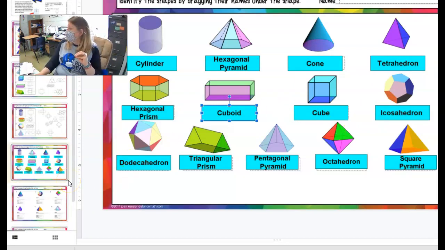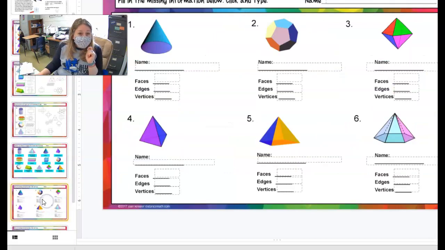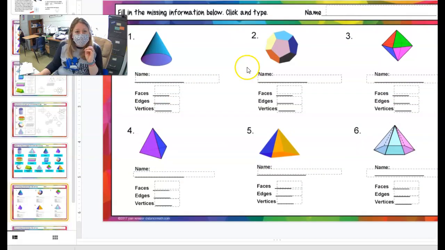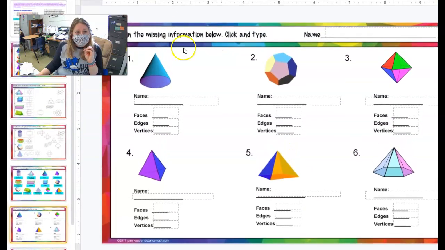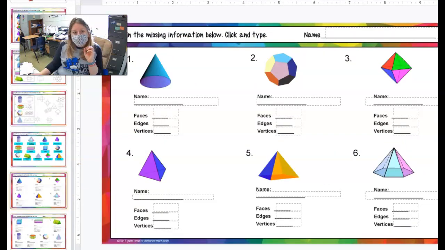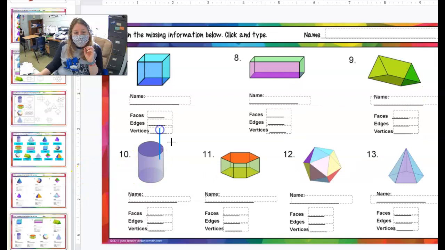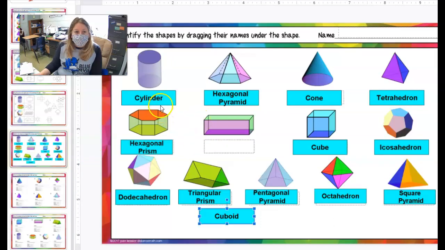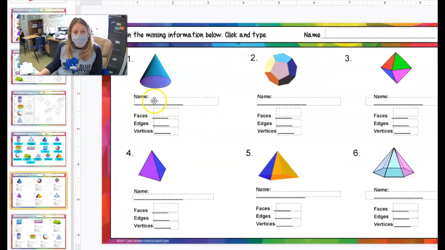Any questions on that sheet? Wonderful. Okay. So now we're going to fill in some missing information. Hurry. Alright, I moved it down and now I can't move it back up.